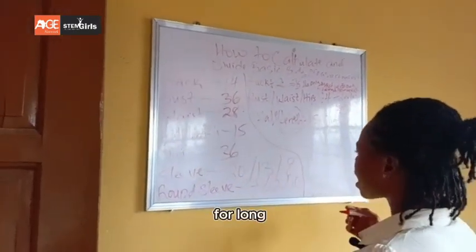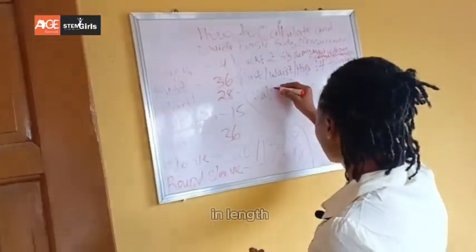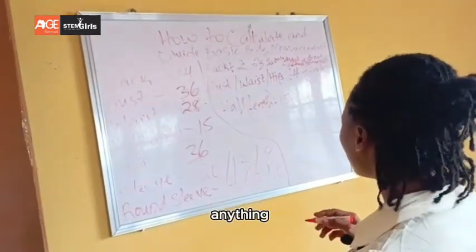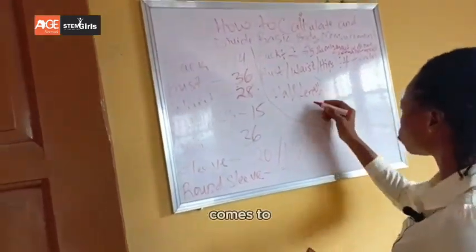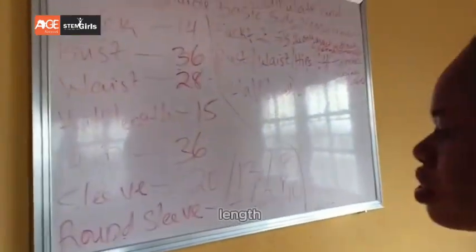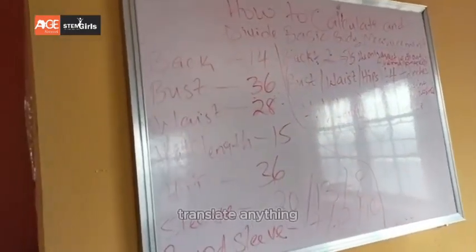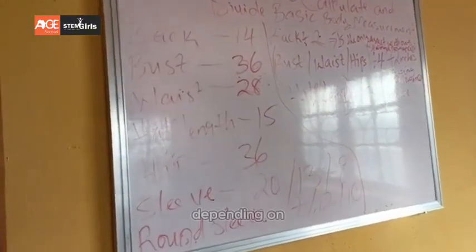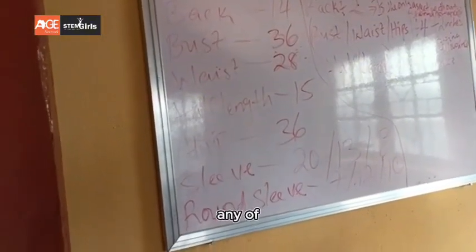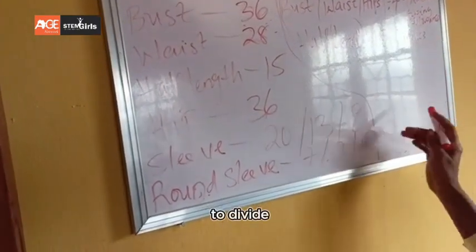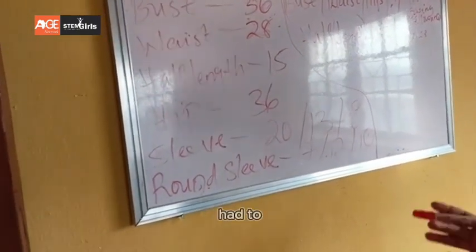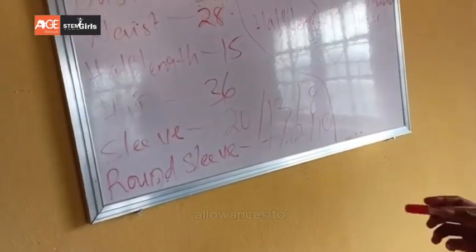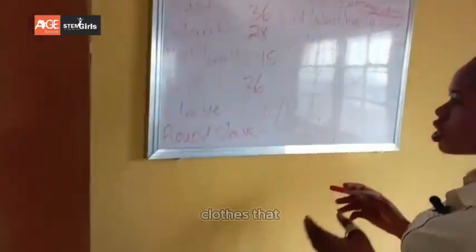If you are sewing for length, anything that comes in length will not be divided. You are not going to divide anything. The only thing you need to do when it comes to length, either gown length, sleeve length, trouser length, anything length, is add your sewing allowance, depending on the way you want the hem of your clothes to be. So you are not going to divide when it comes to length. We only add sewing allowances to the length of the clothes that you want to sew.